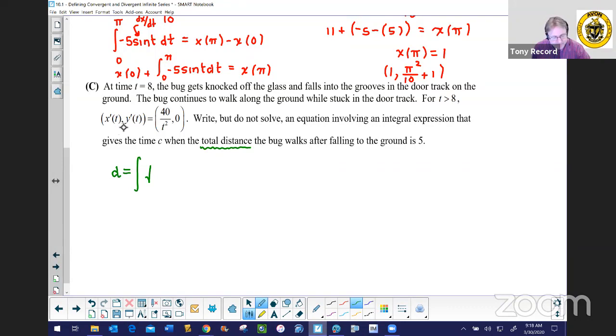So our x prime of t, you can see, has already been given to us. So we don't have to work very hard to find that. That's 40 over t squared. But remember that we must square that.